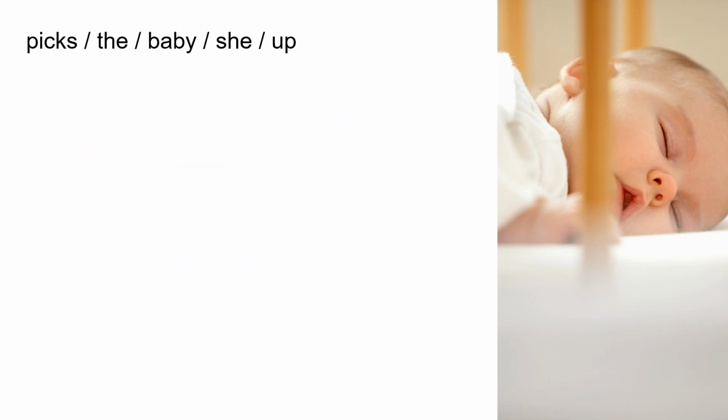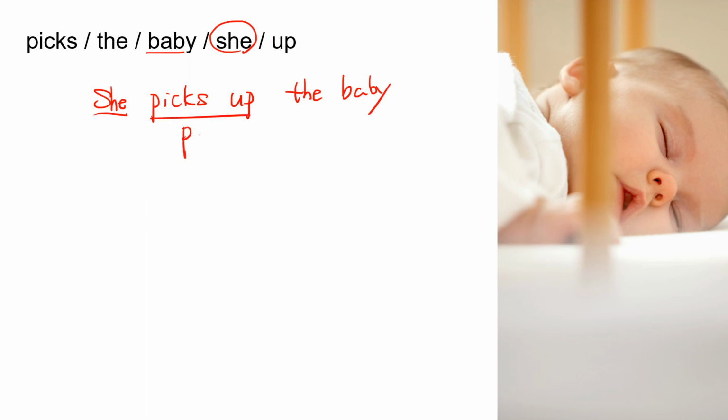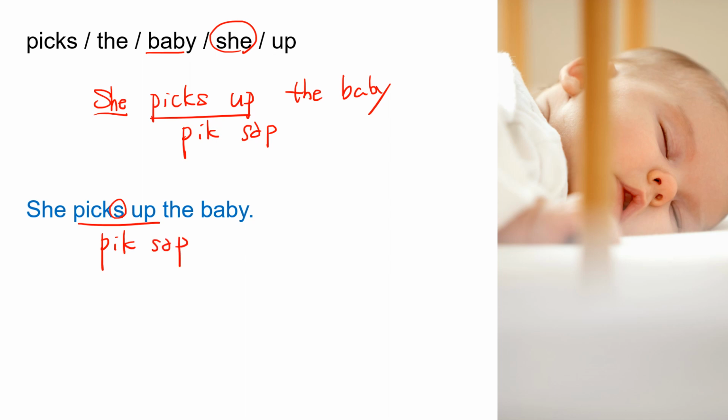She picks up the baby. So baby is a noun, but we have the subject here. So she, and the verb is pick. And then third person singular, picks up. What? The baby. She picks up the baby. So remember, third person singular S should be pronounced correctly. Say, picks up the baby. She picks up the baby.